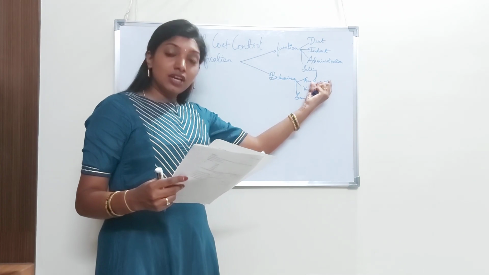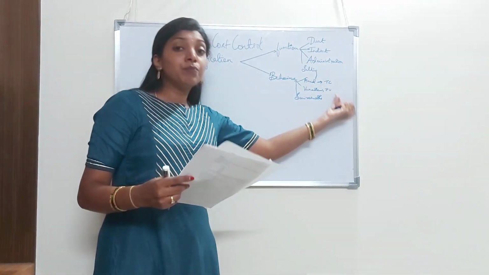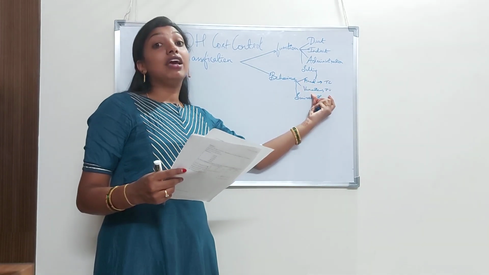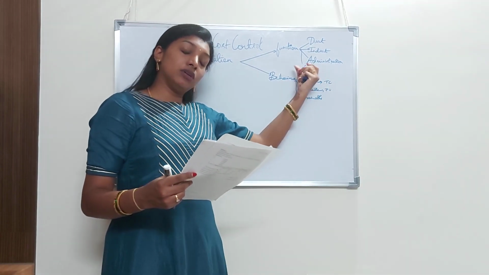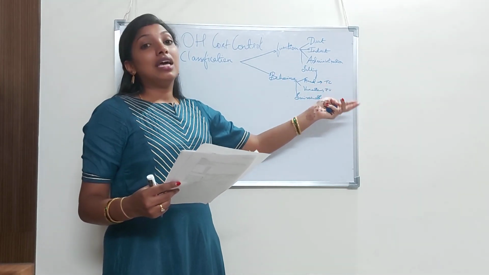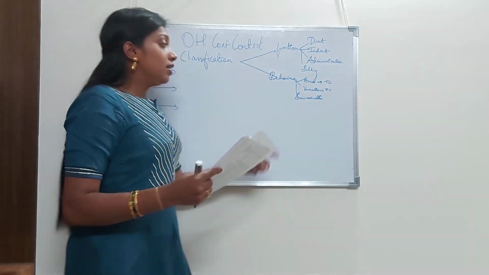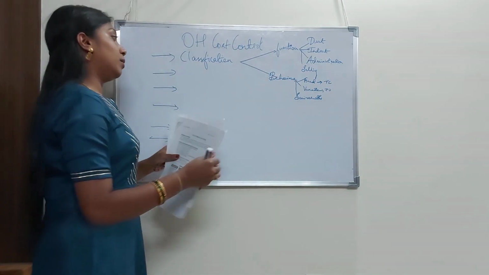Fixed cost is a cost where the total cost is going to be constant and per unit cost is going to vary. Variable cost is where per unit cost is going to be constant, whereas total expenses are going to vary, right? And semi-variable is a combination of fixed as well as variable cost.